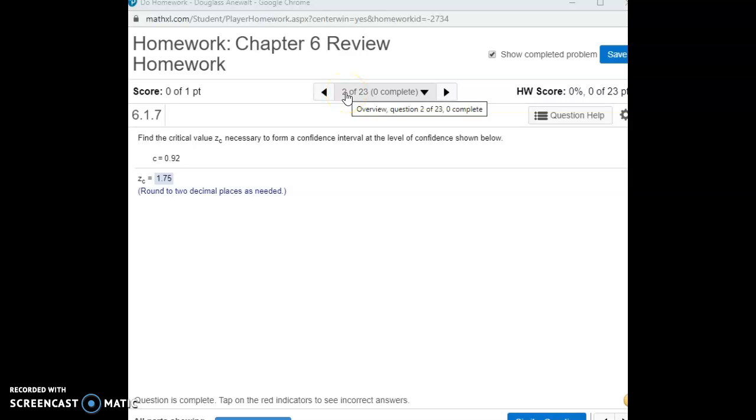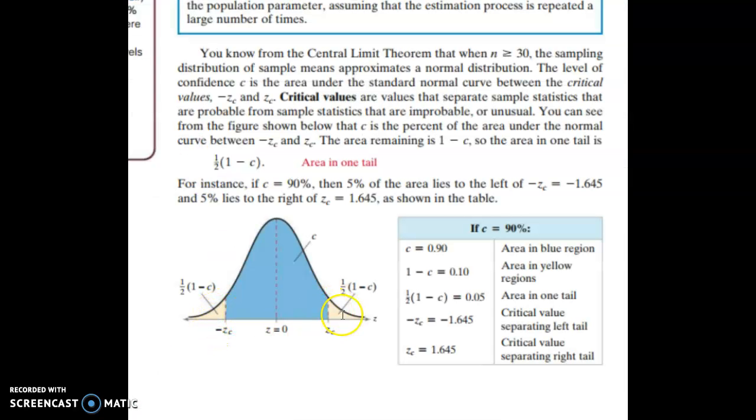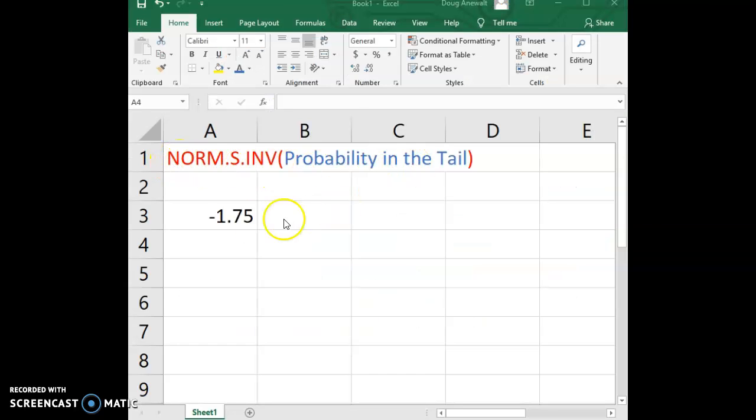Number 2 is similar to number 1. We're looking for critical values to create a confidence interval, and our level of confidence in this example is 0.92, 92%. Well, if there's 92% in between the two critical values, that means there's 8% in the two tails. And 8% split between two tails, 8 divided by 2, would give us 4% in each of the tails. So we're looking for the critical value that has 4% in the tails and then 92% in between the two critical values. So use this formula in Excel.